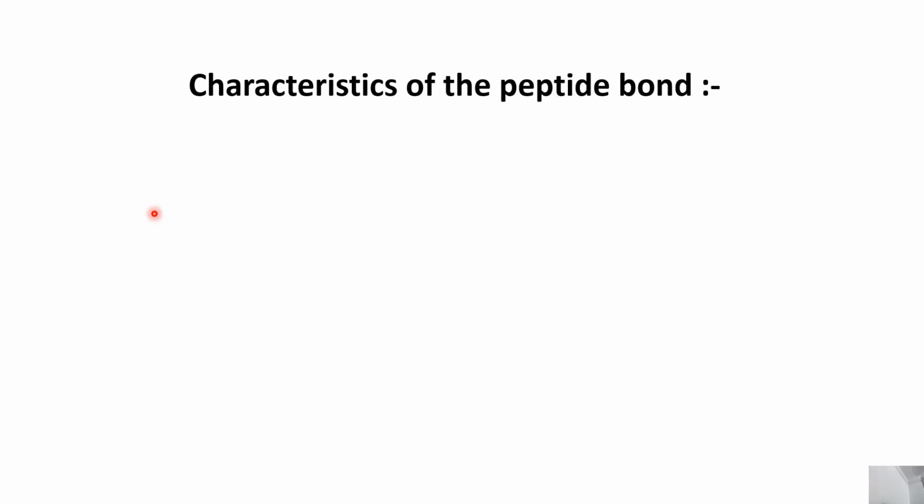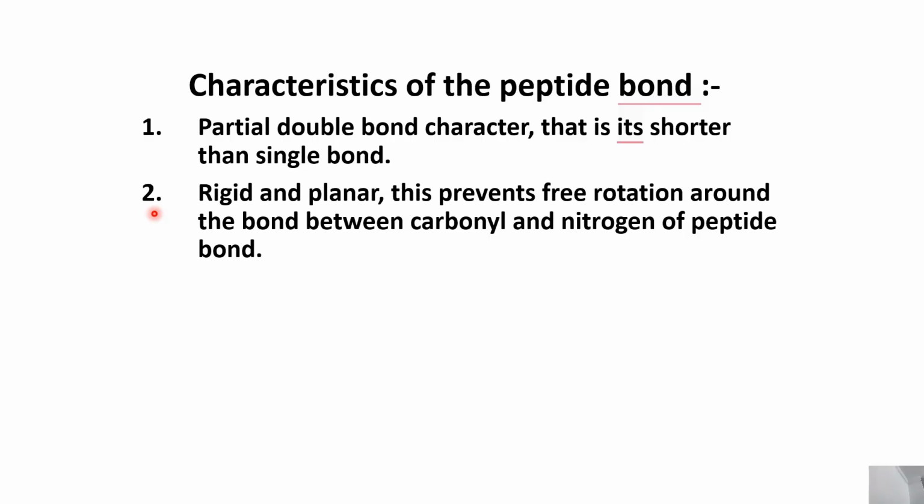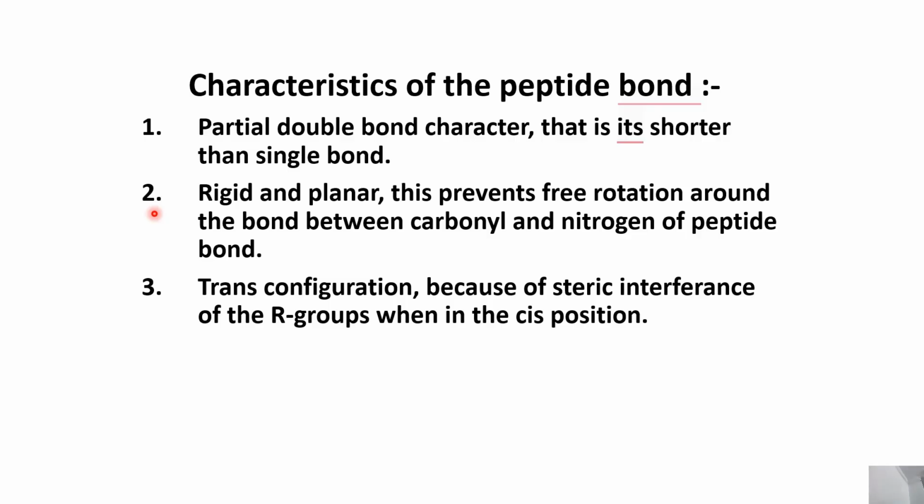Now, what are the characteristics of the peptide bond? Partial double bond character, that is, it's shorter than a single bond, rigid and planar. This prevents free rotation around the bond between the carbonyl carbon and the nitrogen of the peptide bond. Trans configuration, because of steric interference of the R groups when in the cis position, and uncharged but polar.